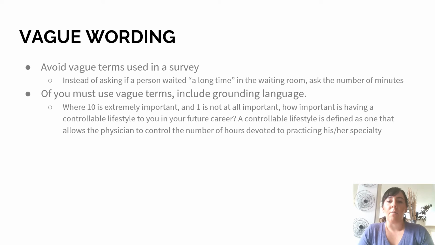Well, if you have to ask a vague question like that in your survey, you should follow it by, or next to it, define what you mean by a controllable lifestyle. You should say, we define controllable lifestyle as one that allows the physician to control the number of hours devoted to practicing his or her specialty. Okay, that makes way more sense. And then you can rate yourself wherever you fall along that line, and respond appropriately.